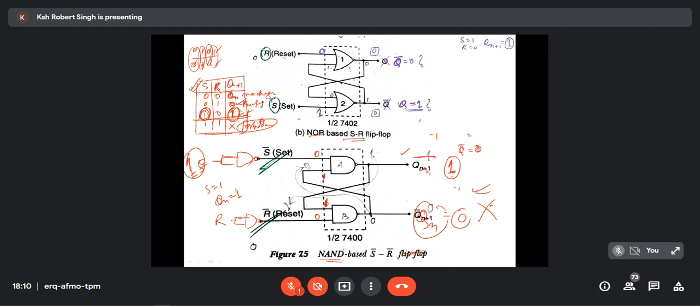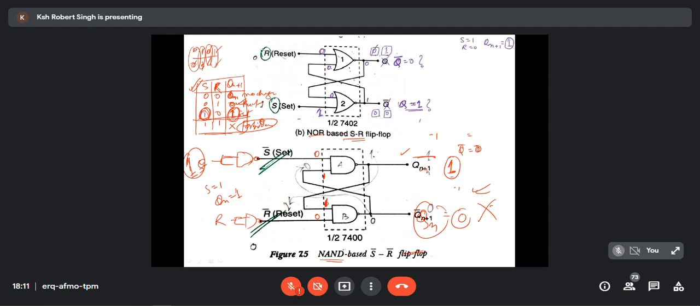So let's see again whether it is stuck at 0, 0 all the time. 0 will go here and this will become 0. 0 will go here and it becomes 0. 0 and 0 is 0 followed by bubble. So 1. So next step will be 1. 0 and 1 is 1 followed by bubble. So 0. It will be 0.